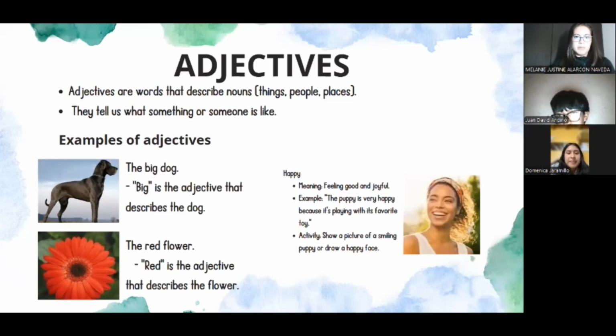Happy, meaning feeling good and joyful. Example: the puppy is very happy because it's playing with its favorite toy. Activity: show a picture of a smiling puppy or draw a happy face.